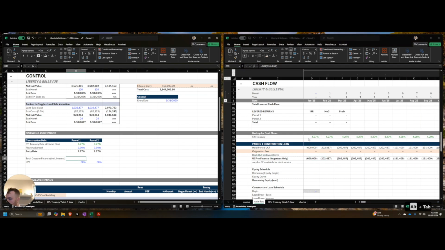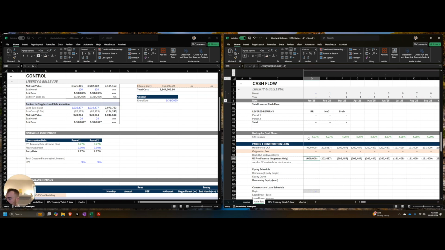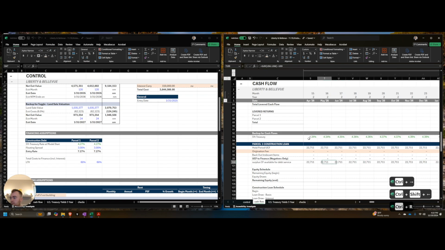And then this negatives only is not actually a sum. It's just going to be equals min of the sum of that or 0. So I don't want any of the positive cash flows. I just want the negatives in this one, because once this thing starts making money, it's like we're solid. And then the surplus CF available is just going to be anything that is positive that we get.